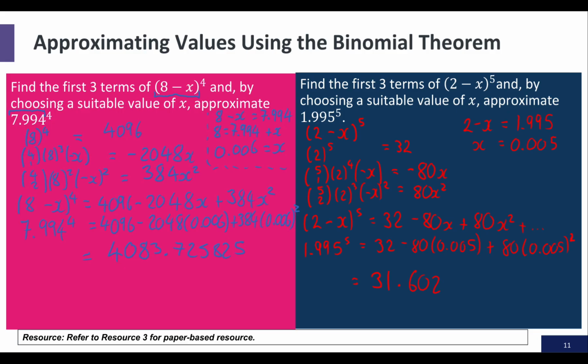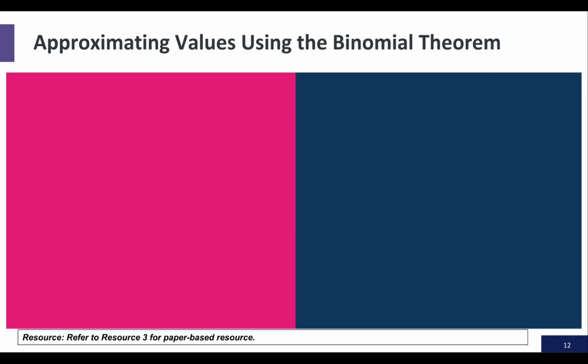Okay, here's the solution. And if you typed 1.995 to the power of 5 into your calculator, you can see how close that approximation is. And the more terms we add, the closer it gets. Last example, which is along the same lines.